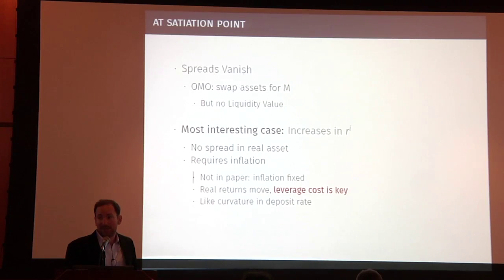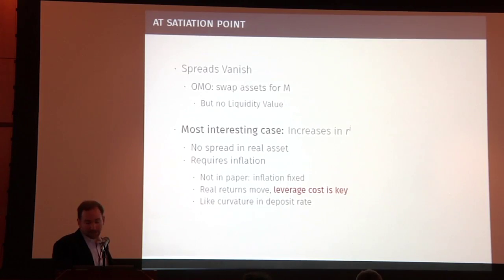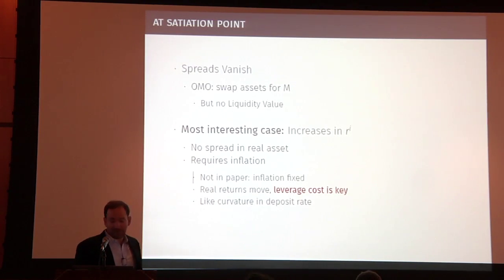So what that means is that if the Fed increases the nominal return on excess reserves and all assets have to earn the same return, there has to be inflation. But in Martin and Monica's paper, that's not possible because the Fed is keeping inflation fixed. So that shows to me that a key element in the paper is this leverage cost function that allows you to move real returns also at the satiation point because there's curvature on the leverage.